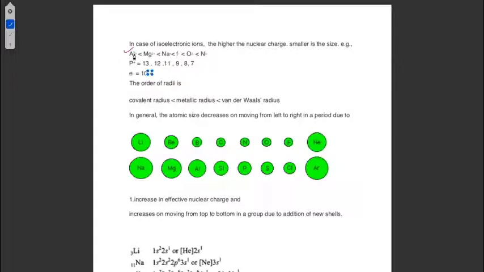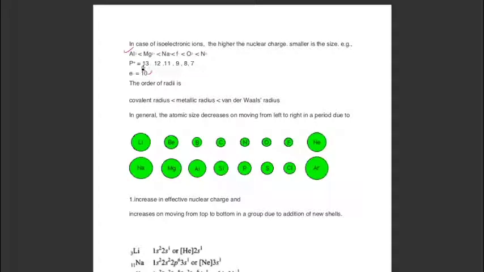Now the atomic number of aluminium is 13, magnesium 12, sodium 11, fluorine 9, oxygen 8 and nitrogen 7. So this is the number of protons in these ions. Since in aluminium the number of protons is maximum, the number of electrons is the same in all the species.